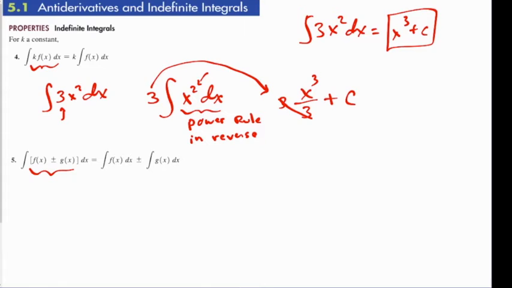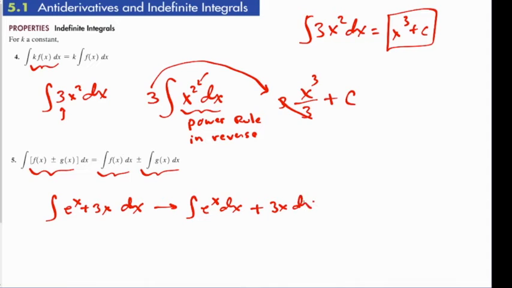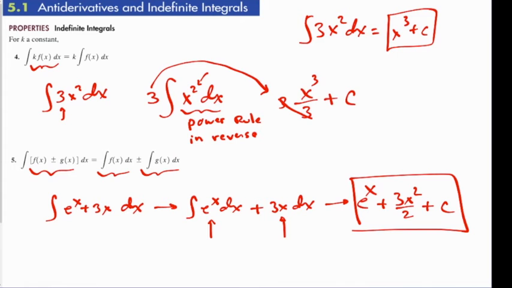And part 5 is saying if we have multiple terms, we can break them down into individual antiderivatives. We've done this in the past with limits and with derivatives. Now we're seeing this with antiderivatives. If I had the integral of e to the x plus 3x dx, I can separate that to e to the x dx plus 3x dx. And then you would use the e to the x rule for the first one, and you would use the power rule for the second one. And this would give us e to the x plus 3x squared over 2 plus c, using those individual rules.